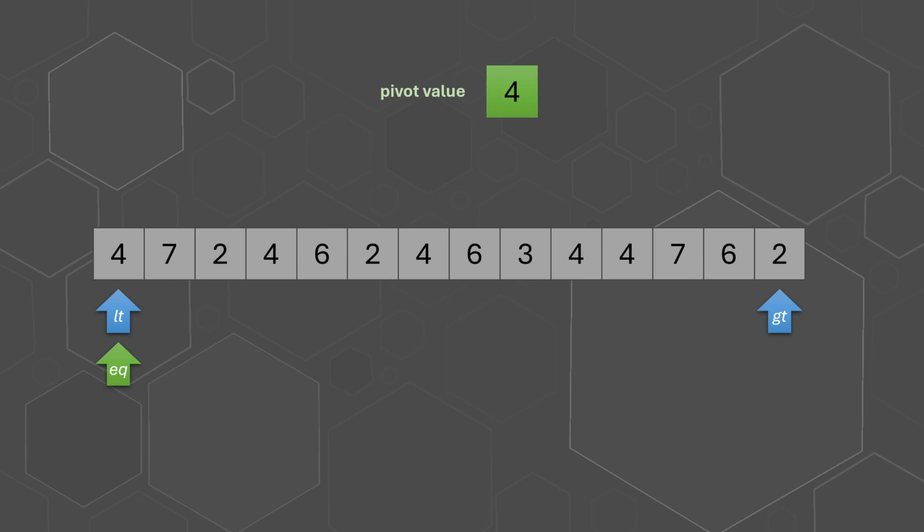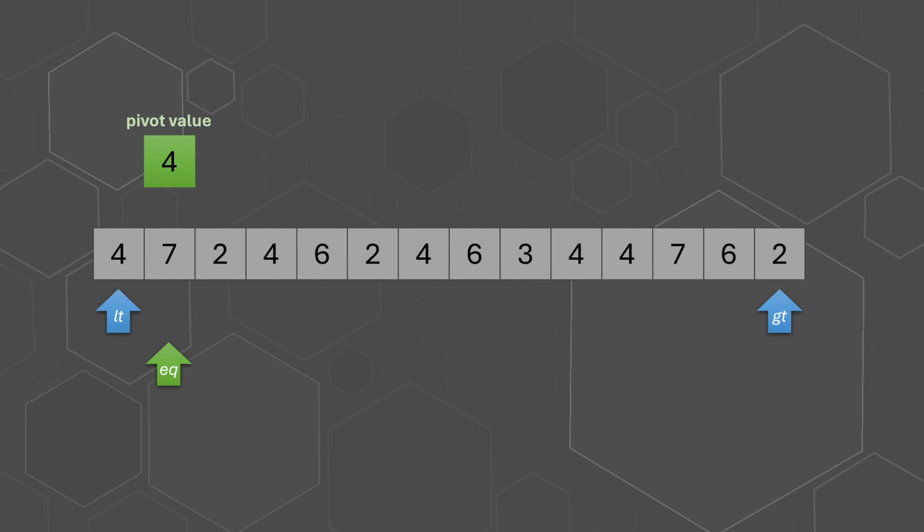So let's actually begin with our trace. We're going to take the pivot value and we're going to compare it against the element that the equals pointer is pointing to. So three possible things can happen here, the first of which is the values are equal. If the values are equal, it's very simple, we simply move the equal pointer forwards, and that's it.